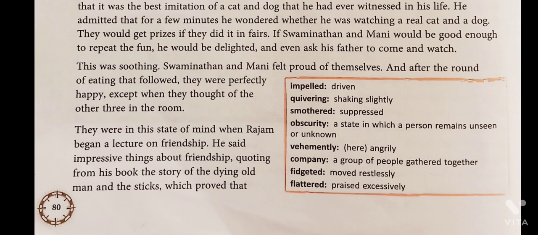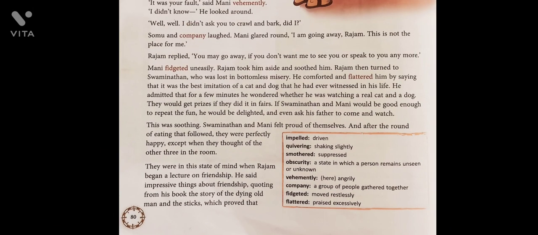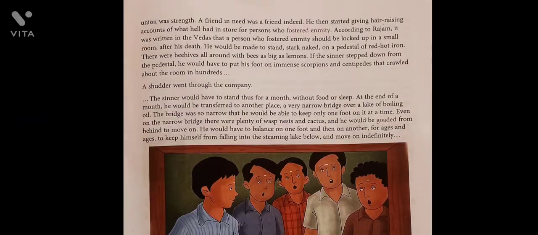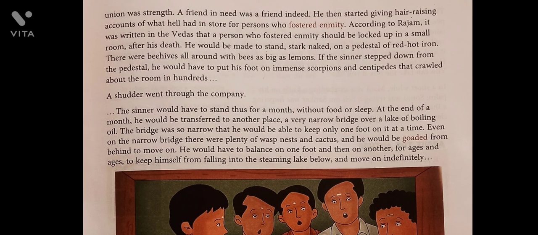They were in that state of mind when Rajam began a lecture on friendship. Now Rajam started giving a lecture like what is friendship? Friendship का मतलब क्या होता है? How friends should be. He said impressing things about friendship, quoting from his book the story of the dying old man and sticks, which proved that union was strength. Now he started giving all the lectures about friendship, quoting a story about an old man, the dying old man. I'm sure most of you have heard the story.